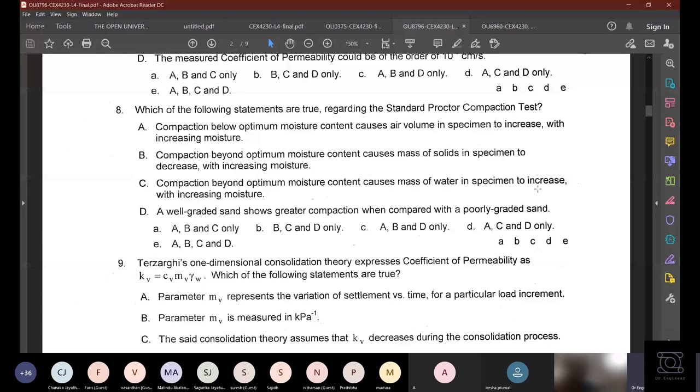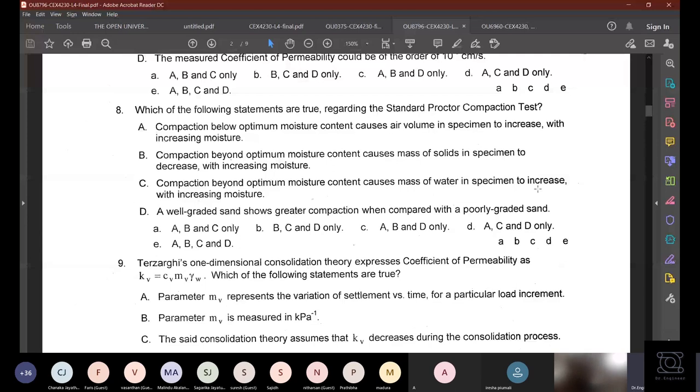So these statements are directly giving the explanation. That's why I'm not explaining anything. The only thing we have to figure out is whether each is true or false. So except A, all three statements are correct. So the answer is B.